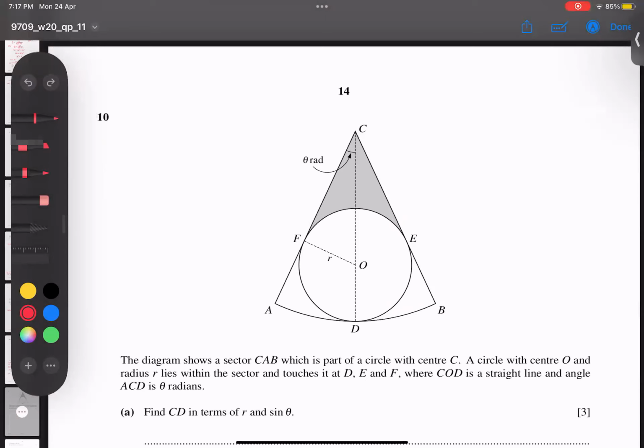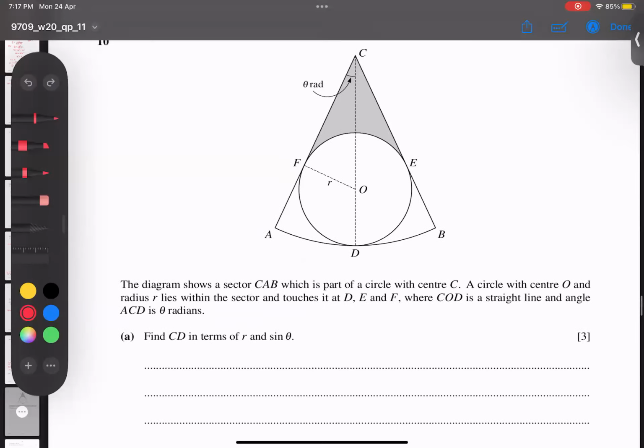Now question number 10. What do we have in question number 10, students? We have a big sector. You can see a sector and a circle inside, all right. He's saying to read the statement carefully, and CD is a tangent. In terms of CD, where is CD, students? This is CD. What is the plan of action?